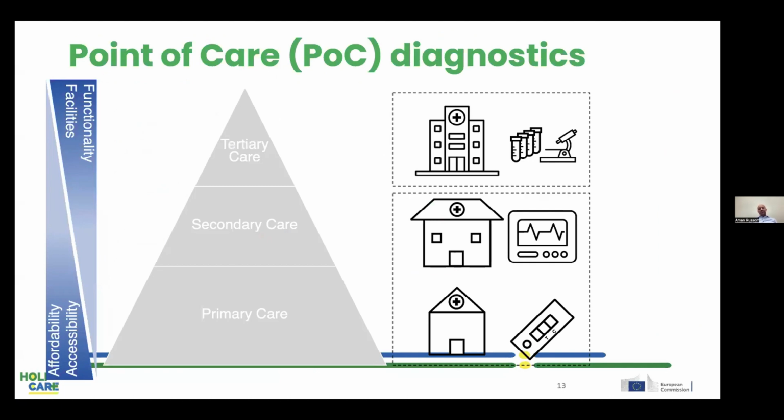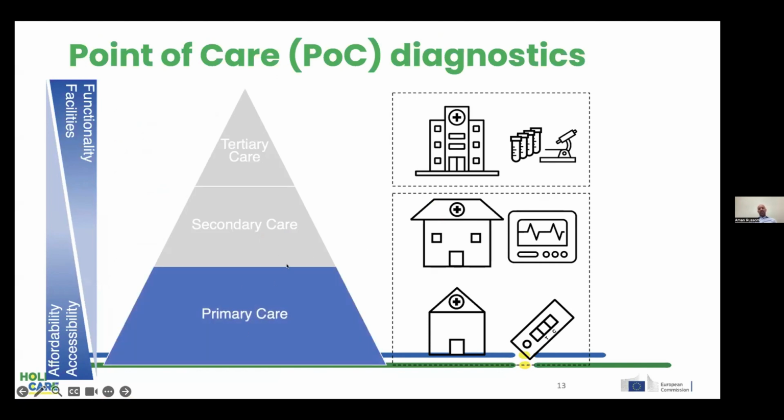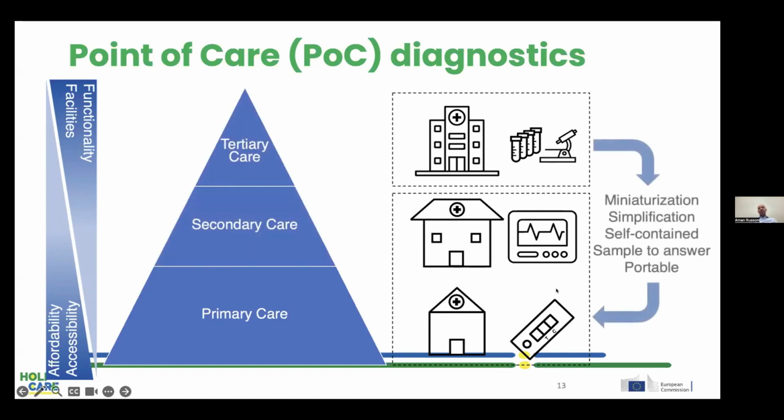So why is this important? Basically, what I'm showing here is a pyramid where tertiary care is at the highest level, and primary care is at the lowest level. And what we are looking at is whether we can have point-of-care diagnostics that can help us take what normally used to be at the secondary and tertiary care all the way to the primary care. So can we develop technologies that allow us to do things that you traditionally would only be able to do in the secondary and tertiary care.